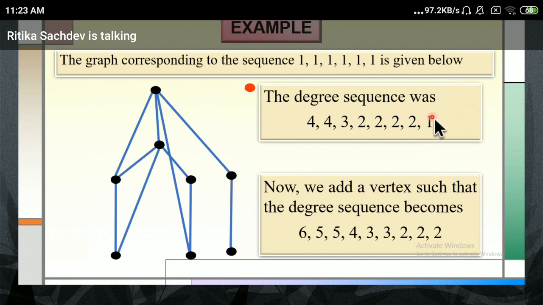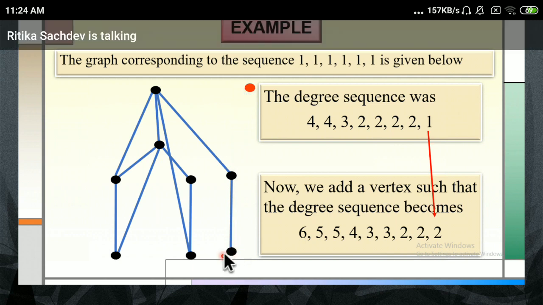Now check what is changing. Please note, I am always starting from the right side, not from the left side. When we were reducing it, we were starting from the left. When we are developing it, we are starting from the right. I'll repeat, when we were reducing the sequence, we were starting from the left. But when we are developing it, we are starting from the right. Now check, in this case, I have this 1 and I have this 2. So this particular vertex whose degree is 1 is becoming 2.